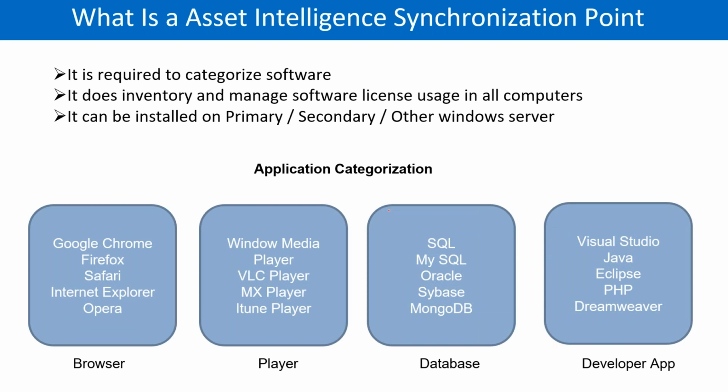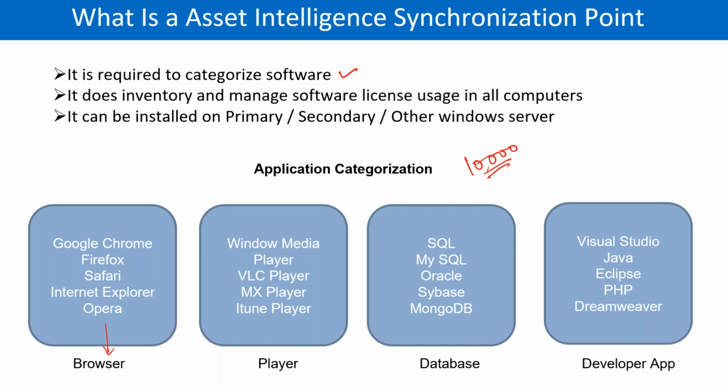Then you have the asset intelligence synchronization point. Asset intelligence is for categorization of software. It is required to categorize software. You have thousands and thousands of software. Let's say you have 10,000 machines, 10,000 Windows computers. Those 10,000 computers will also have some software. Some will have 2, some will have 3, some will have 5, some will have 10. Those software can be categorized, because we don't know the category of Google Chrome or Firefox. They will come into the browser family. Understood? That will be done by asset intelligence.